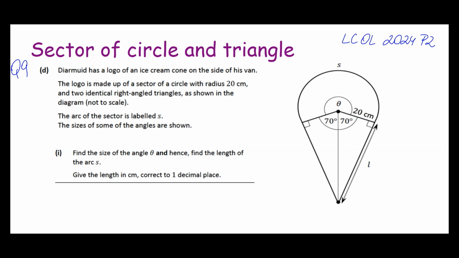So here we are looking at two shapes: a sector of a circle, meaning a part of a circle, not a full circle, and a triangle. Anything that has to do with a circle often goes with a triangle.